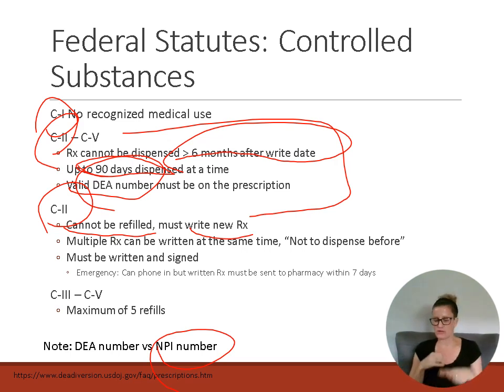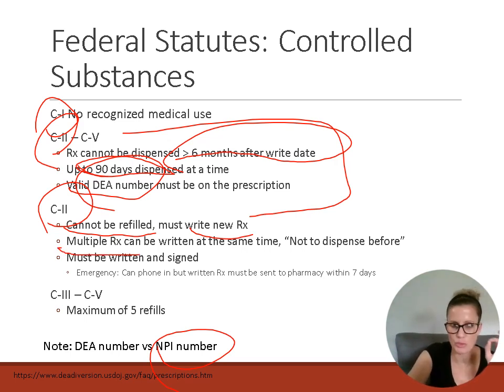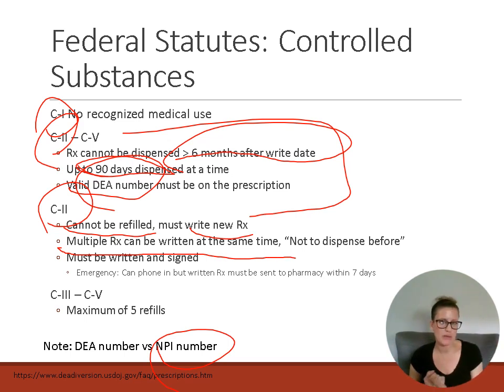So you can't write the script and put 2 refills on it, for them to get for the next 3 months. No refills. You can, however, write multiple prescriptions at the same time. So say you're giving a person Adderall, right, for ADHD, and you see this patient every 3 months, you don't want them to get 3 months of it at a time. You want them to just get 1 month at a time from the pharmacy.